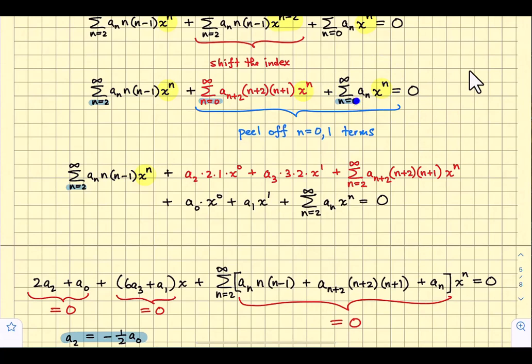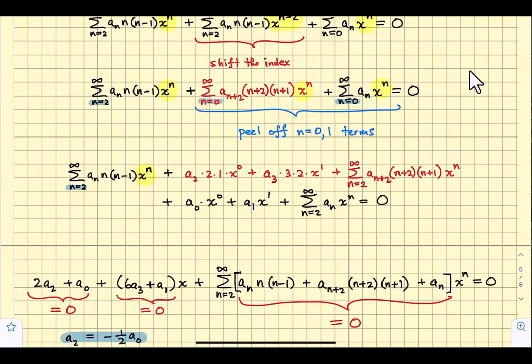Let's go to the last series. Let's peel off this when n is equal to 0. We get a0 times x to the 0. Plus, peel off when n is equal to 1. We get a1 times x to the 1. Plus, we get all these where the summation starts at 2. And all of that equals 0 because the right-hand side of our differential equation is 0. So notice this is a little bit more involved, but the concepts are all the same.